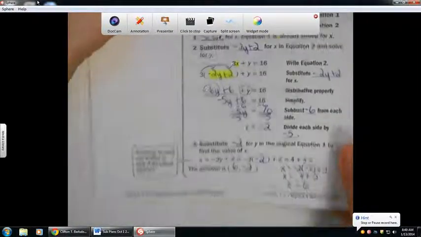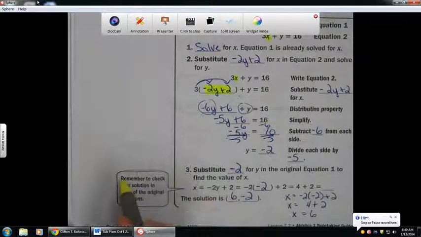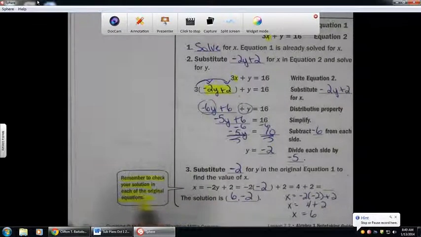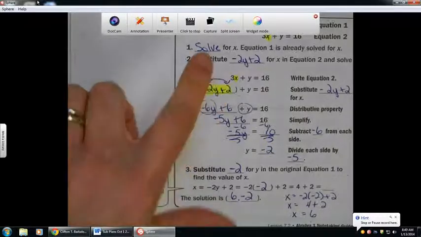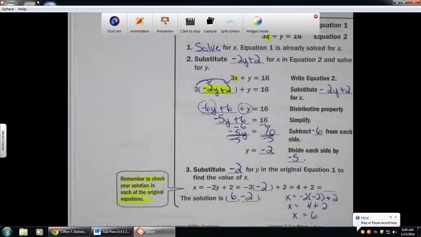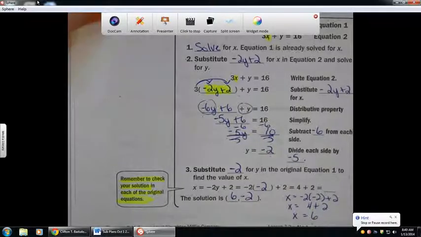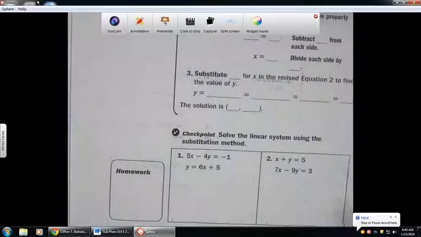Remember to check your solution in each of the original equations. So you're going to take your 6, -2, plug it back into equation 1, make sure it works. Plug it back into equation 2, make sure it works. If it does, then you know you're correct. Okay, let's move on to the next example.